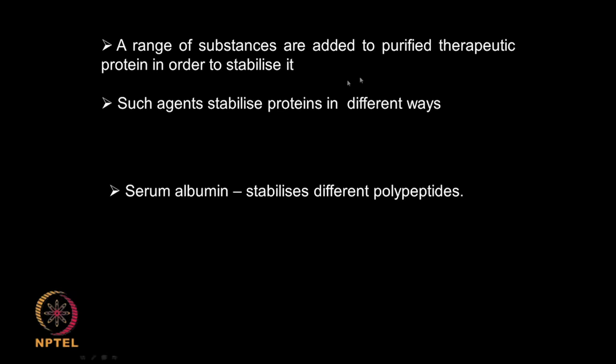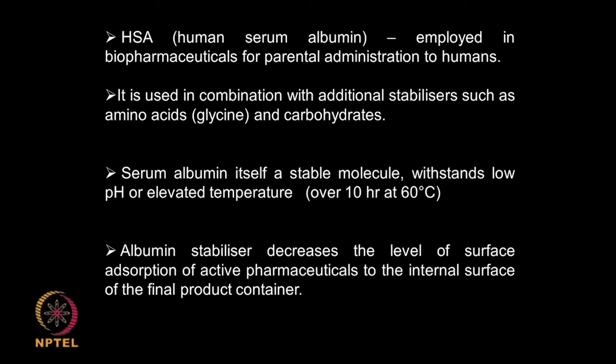A range of substances can be added to a purified therapeutic protein in order to stabilize it in different ways. Serum albumin can stabilize polypeptides. So, there are different approaches by which we can stabilize them. For example, HSA, human serum albumin, is used to stabilize some biopharmaceuticals for parenteral administration to humans. It is used in combination with additional stabilizers such as amino acids and carbohydrates.